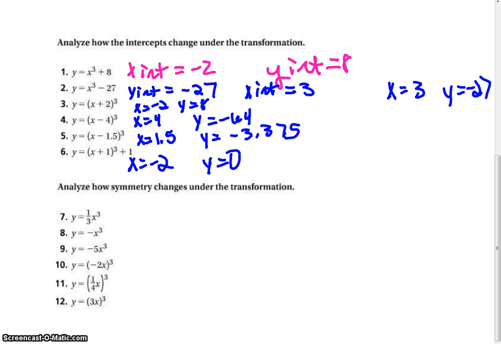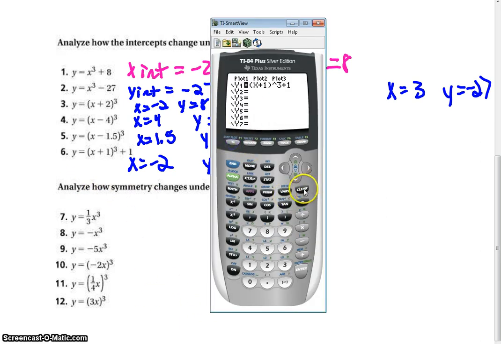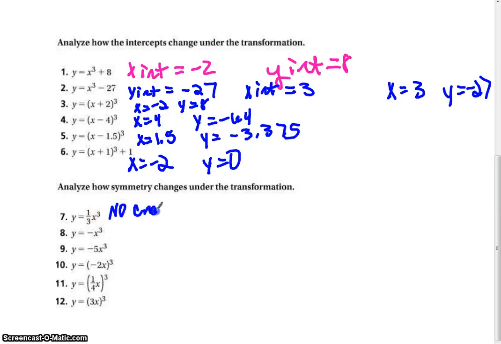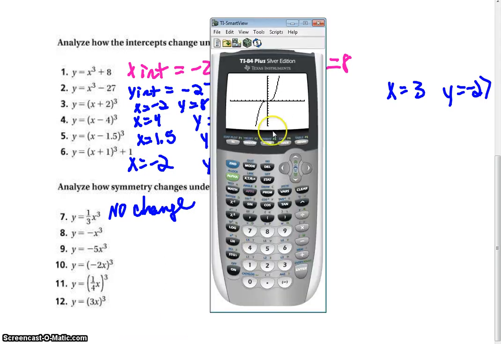So analyzing how your symmetry changes, you're going to want to put it in at y equal. So we're going to say 1/3 x to the third. And we're going to look at our graph. So I'm going to turn that off. And here we go. If you rotate it 180 degrees around, it's still going to match up. So for number 7 here, you would say no change.